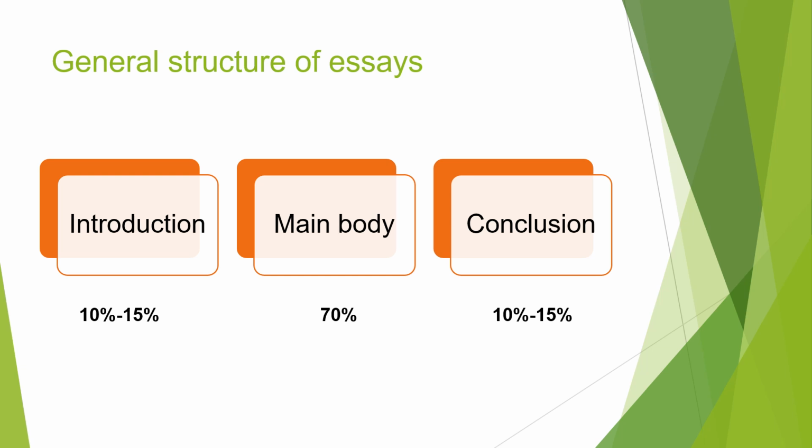Let's take a 1000 word essay as an example. If you have been asked to write a 1000 word essay, then you should be allocating 70% of your work, which is 700 words, for the main body. And the rest of it, which is 300 words, will be divided to your introduction and your conclusion.